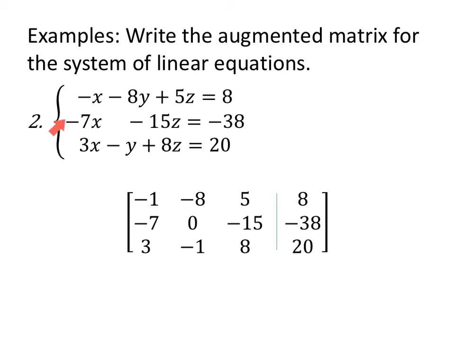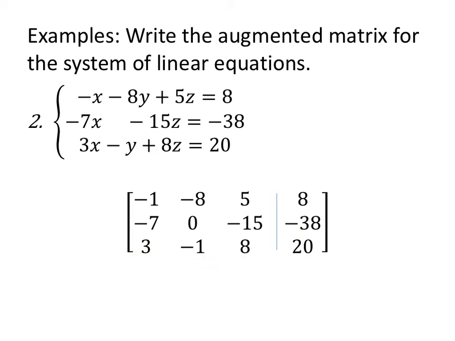If we have 3 equations with 3 variables, we will end up with 3 rows in our matrix and 4 columns, because we'll have the augmented matrix. So our coefficients are negative 1, negative 8, 5, and then my constant term 8. Coefficient negative 7, 0 y's in the second equation. If we're writing an equation, we don't have to put plus 0y. But when we write it in matrix form, we have to include the 0 as our placeholder to say, hey, there is something here. It just happens to be 0. Negative 15 is in front of the z, the negative 38, and so on.